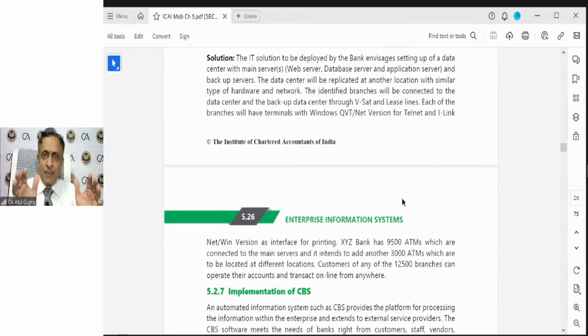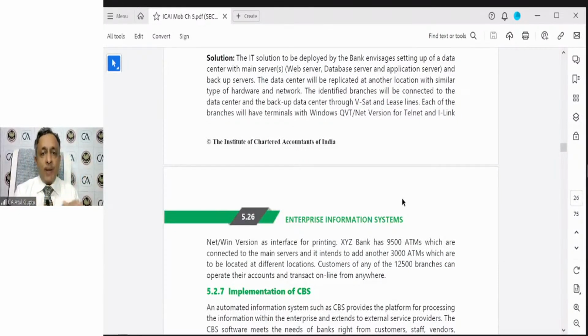You have to remember, what we are basically reading is a solution of how the XYZ bank core banking system is going to be implemented. This solution is not the last thing. A lot of homework, hard work has been done before this solution has been presented to you. So as of now, just remember it. Okay.